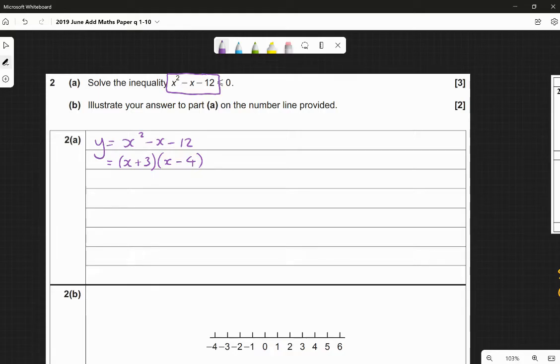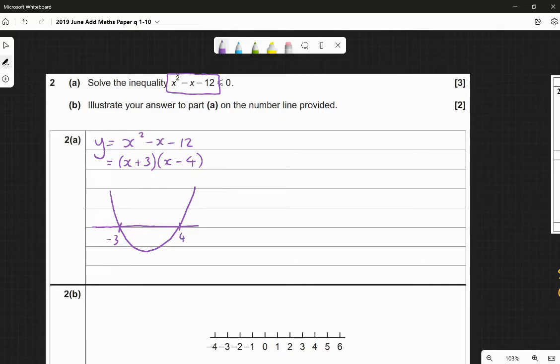Those are the values that would make the y coordinate 0. So I know it's going to be a positive quadratic because it's positive x squared. So it'll have this shape. And I know the roots are negative 3 and positive 4. So I know that negative 3 is there and positive 4 is there.